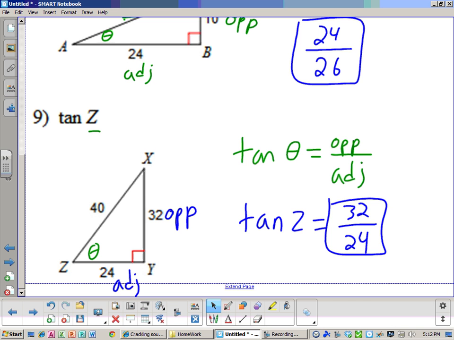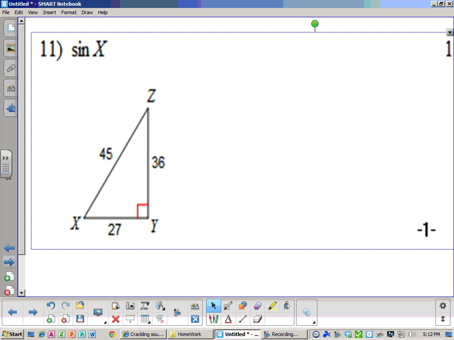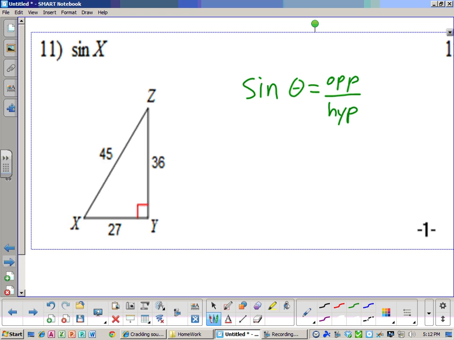Okay. Let's go on. 11 is sine of theta. So that's opposite over hypotenuse. All right, we're going to identify those. Our theta is currently at X still. So I'm going to say this is our opposite. This is our adjacent. That's our hypotenuse along this side.